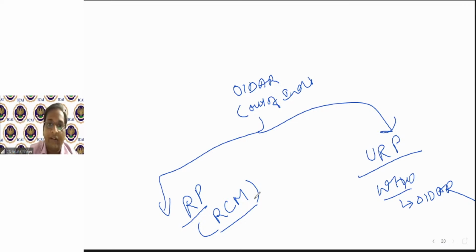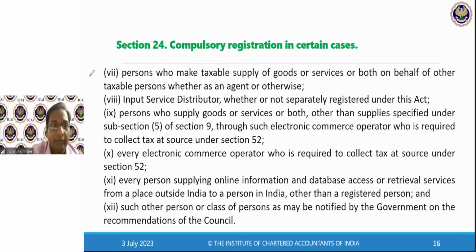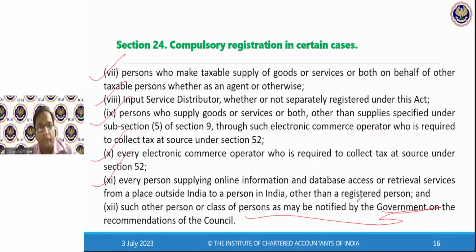So we have covered this particular point, principal agent, ISD, this, and this also. Such other as may be notified. So it will be notified in the future. So as of now, it is completed from my side, section 24. Any doubt, please ask again.